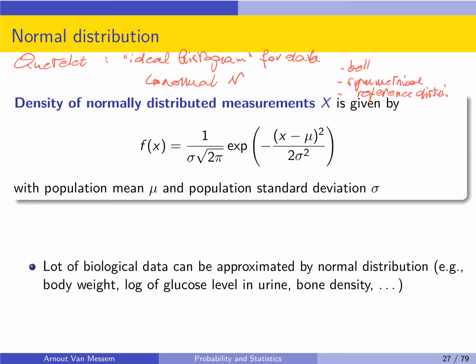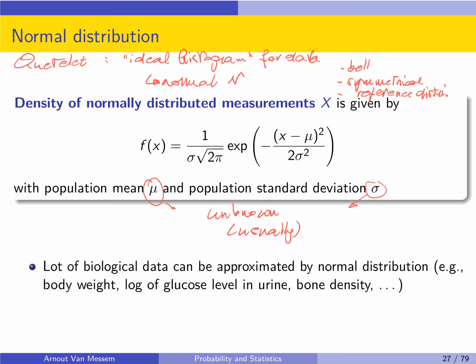Since every distribution is defined by its density function, also here it is sufficient to define the density function. The density function can be seen on screen. So it is 1 divided by sigma times the root of 2 pi times the exponential of minus (x minus mu) squared over 2 sigma squared. In this formula, mu corresponds to the population mean, so the mean over the entire population, and sigma is the standard deviation in the entire population. Of course, these are theoretical concepts, so mu and sigma are usually unknown, since they are parameters of the population.